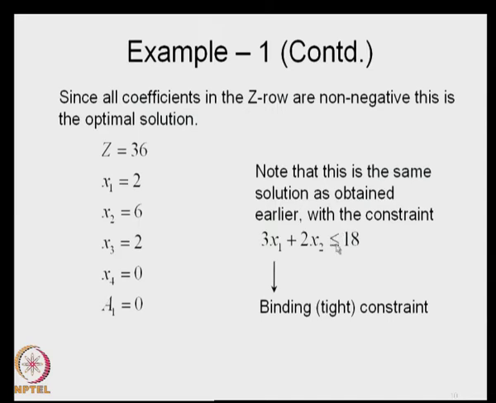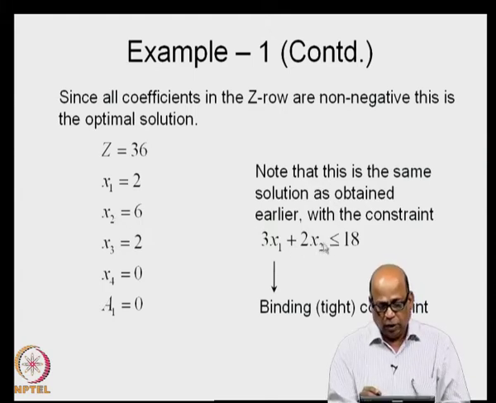When we made this equal to, you still get the same solution, namely x1 is equal to 2 and x2 is equal to 6. If you forget about other variables, x1 is equal to 2 and x2 is equal to 6 and z is equal to 36 was in fact the solution that you had obtained earlier. Which means what? If you look at this constraint 3x1 plus 2x2 less than or equal to 18 and you put x1 is equal to 2 here and x2 is equal to 6 here, the left hand side becomes equal to 18.